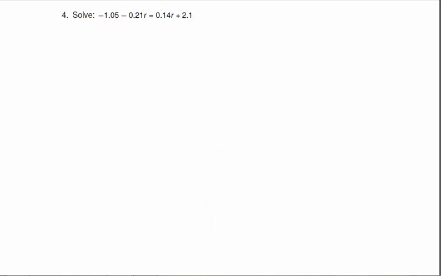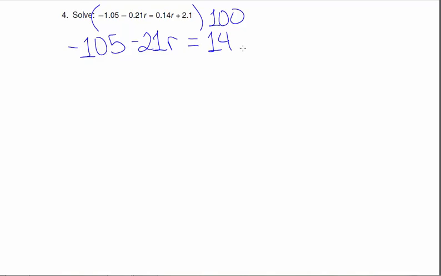Number 4. Since this one has decimals, we'll go ahead and clear the decimals. Since the most number of decimal spots is 2, I'll multiply everything by 100. This leaves us with negative 105 minus 21r is equal to 14r plus 210. The next step would be to get the variables on the same side.